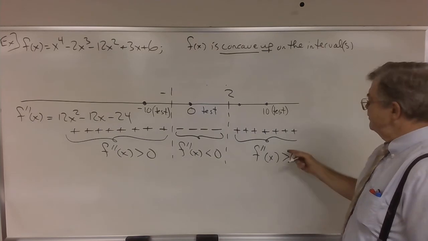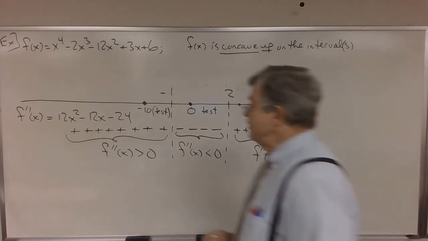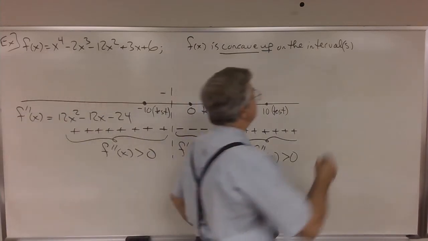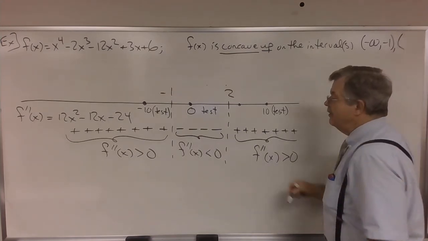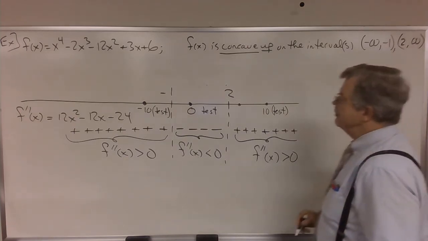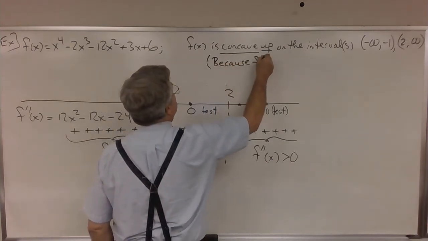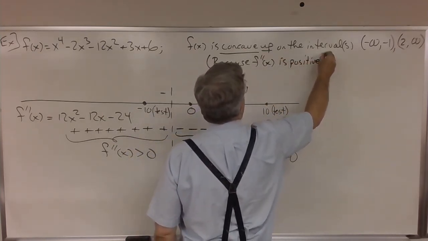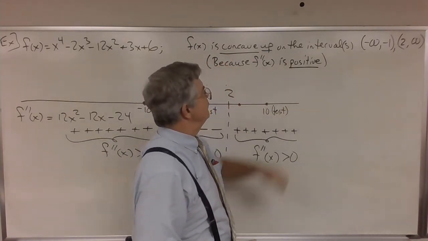Wherever the second derivative is positive, that means the original function is concave up. And the second derivative is positive on the interval from negative infinity to negative 1 on the x-axis, and also on the interval from 2 to positive infinity. And I'm going to remind myself of how I know this. It's because f double prime of x is positive on those intervals. f of x concave up, second derivative positive, and vice versa.